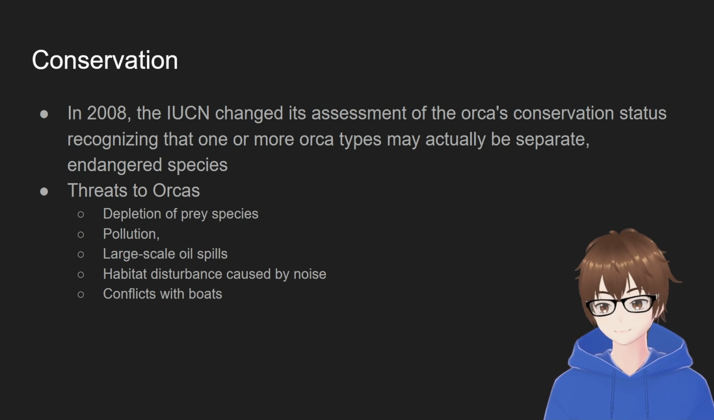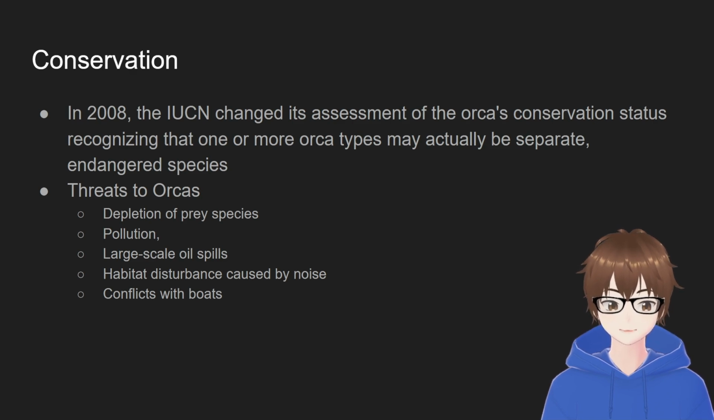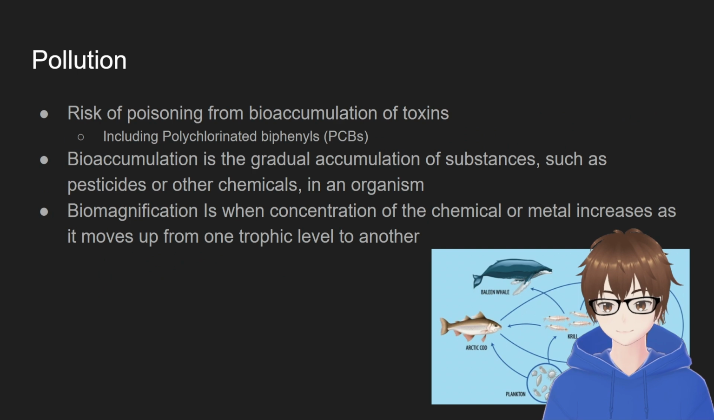That's why it's important for us to learn whether the orcas are different species, so we can try to save them. There are different threats to orcas. One is the depletion of prey species like the fish and seals that they eat. Others are pollution, large-scale oil spills, habitat disturbances such as noise, and conflicts with boats. We'll go over all of these. So, pollution. There is risk of poisoning from bioaccumulation of toxins, which include polychlorinated biphenyls.